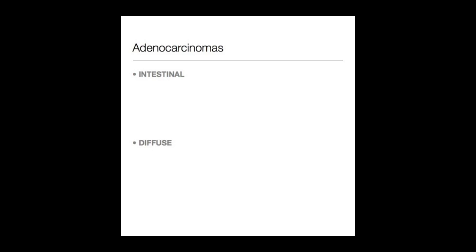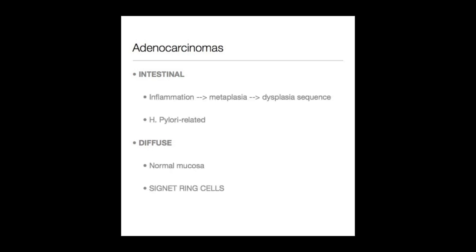There are two types recognized: intestinal type and diffuse type. The intestinal type arises from the sequence of atrophic gastritis, intestinal metaplasia, and dysplasia. The falling incidence of these cancers is largely due to decreasing rates of this infection.